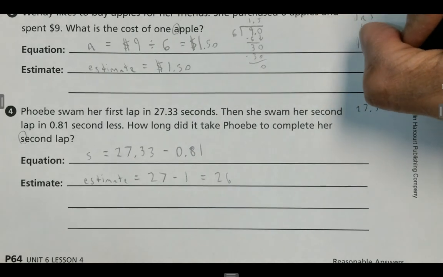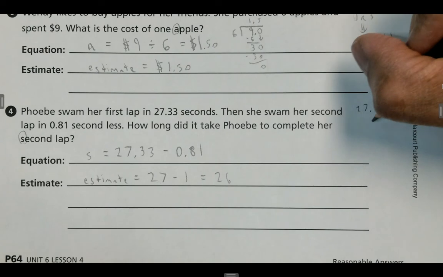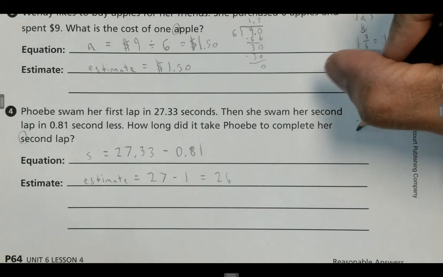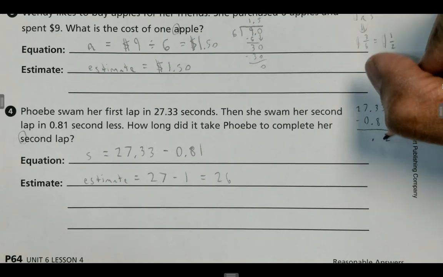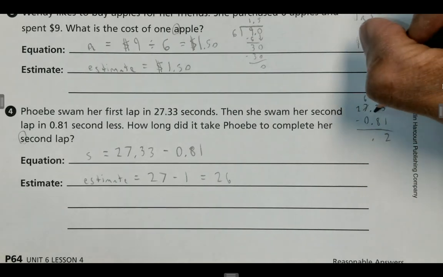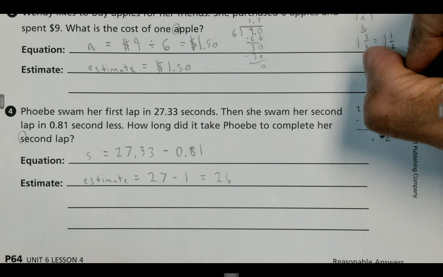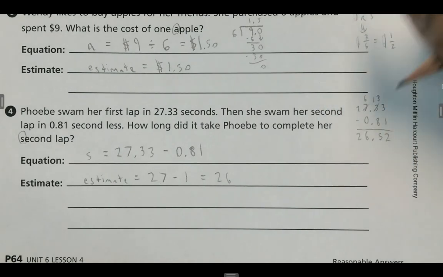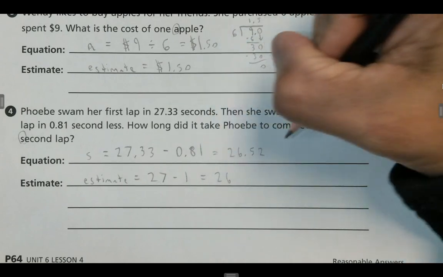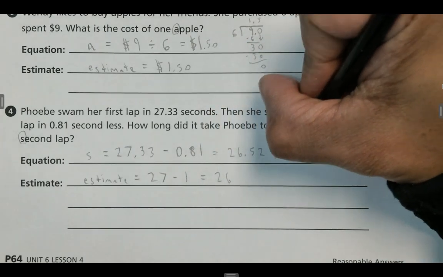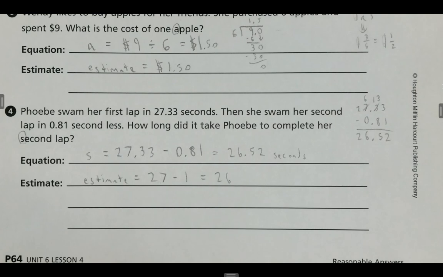Let's see. 27 and 33 hundredths. Insert the decimal point. 3 minus 1 is 2. 3 minus 8, we've got to borrow here. 13 minus 8 is 5. And I get an answer of 26 and 52 hundredths seconds. That is reasonable based on the estimate.